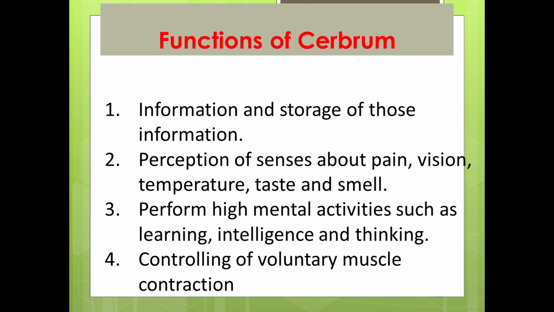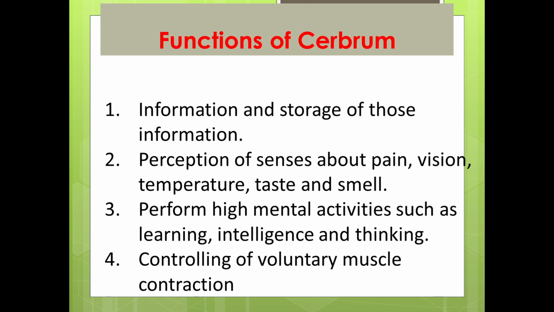You know, some people can't see things not because something is wrong with the eye, but because something is wrong with the brain. Though the eye receives the stimuli, the image is interpreted and understood by your brain. The cerebrum perceives pain, vision, temperature, taste, and smell. Everything is identified by your cerebrum. And the cerebrum performs higher mental activities like learning, intelligence, and thinking. They are maintained by the cerebrum.